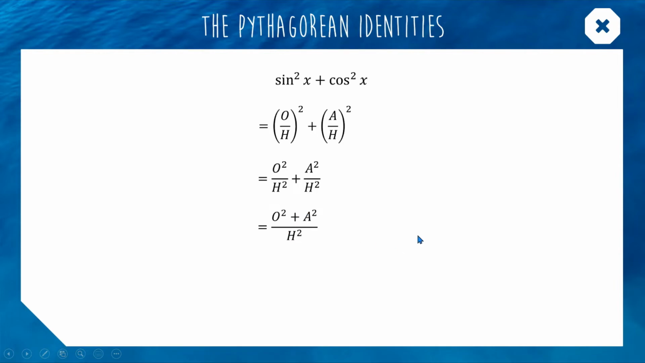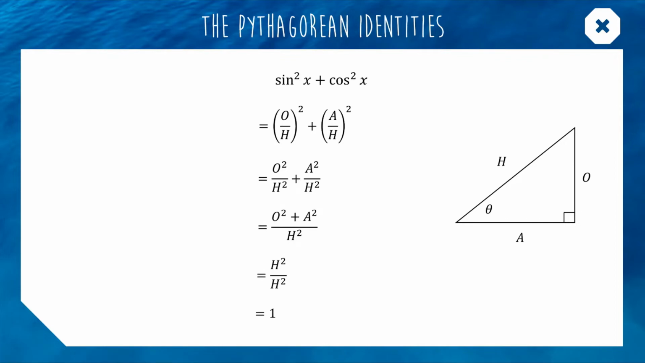Now let's have a look at a right angle triangle very quickly. Here we have opposite, adjacent, and hypotenuse. What do you think is going to happen when we do opposite squared plus adjacent squared? Well, given that these are called the Pythagorean identities, what we're going to get is hypotenuse squared. O squared plus a squared is equal to h squared. That's Pythagoras. So at the top of this fraction, we can write this as h squared. So we get h squared over h squared, which is equal to 1.